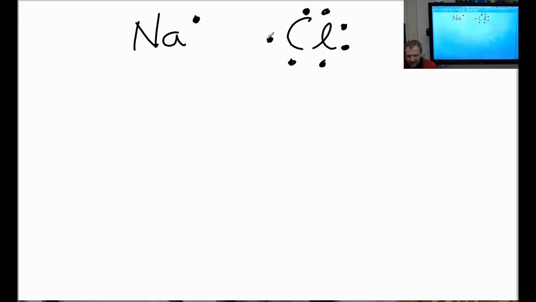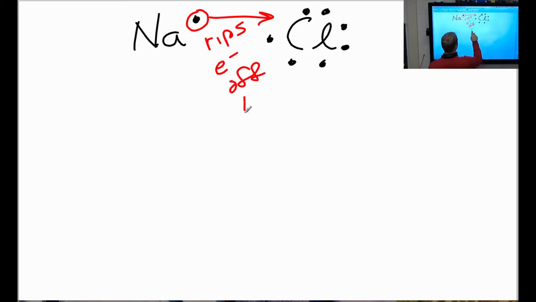And this is not like it is in covalent bonding where the hydrogen comes over and says, hey, I'll share one. And chlorine says, hey, I'll share one. And they form this cute little covalent bond. That doesn't happen here. Chlorine sees sodium and says, ooh, I want your electron. I'm not going to ask nicely. I'm just going to take it and rip it off. And that's what it does. It rips the electron off sodium. It steals it. But this is a multi-step process.